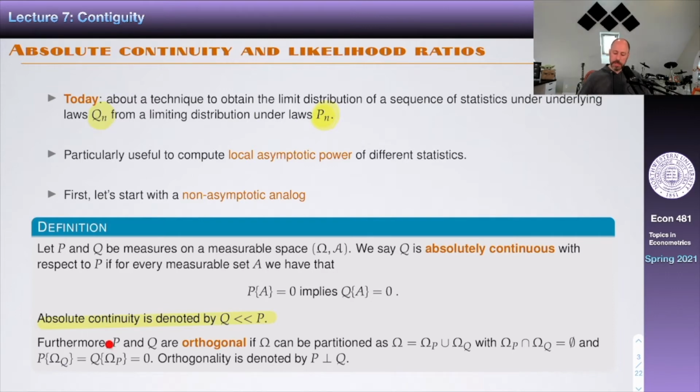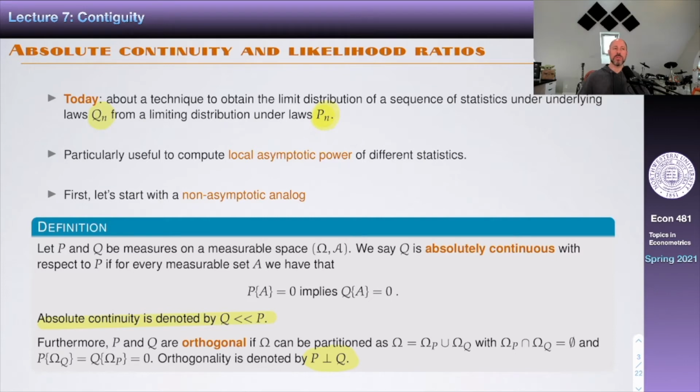Furthermore, we're going to say that P and Q are orthogonal if omega can be partitioned into omega P and omega Q that are disjoint, okay? Such that the mass that P assigns to omega Q and the mass that Q assigns to omega P are zero, okay? So orthogonality is going to be denoted by this.